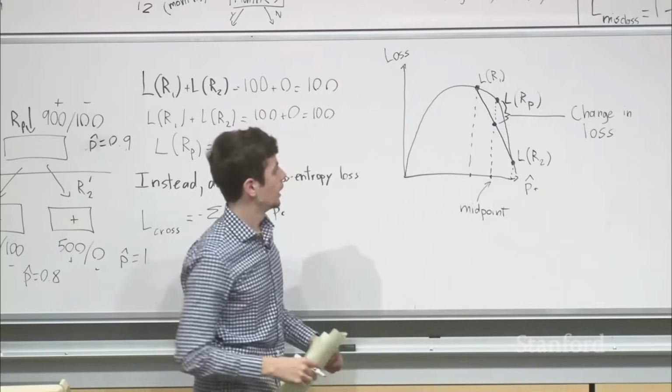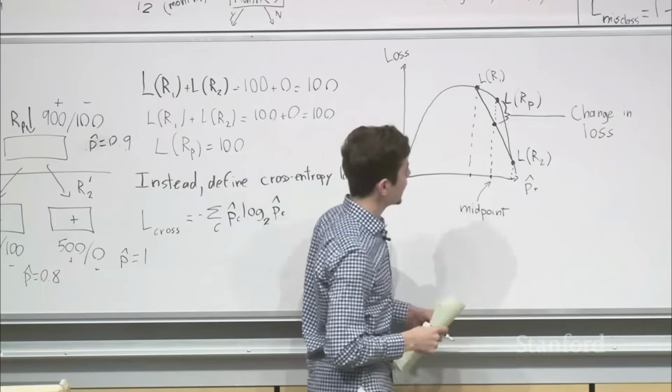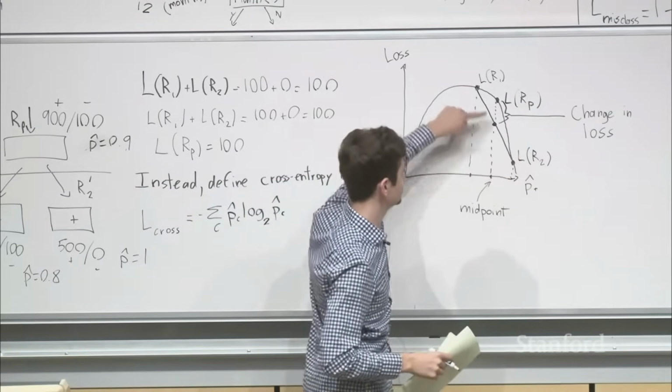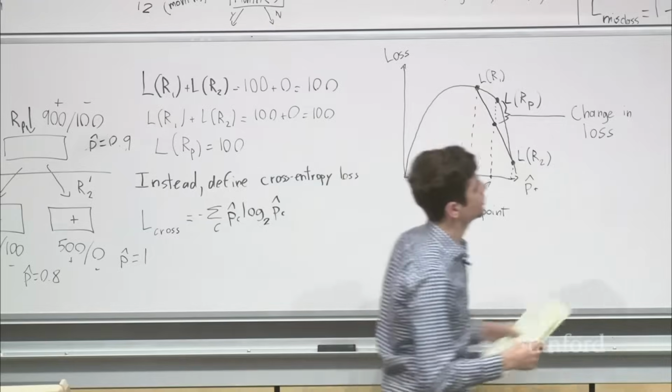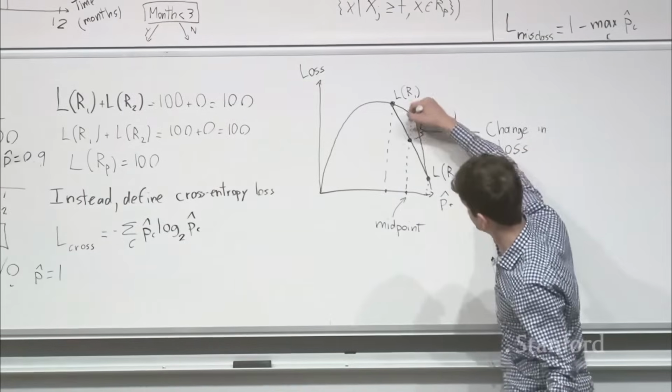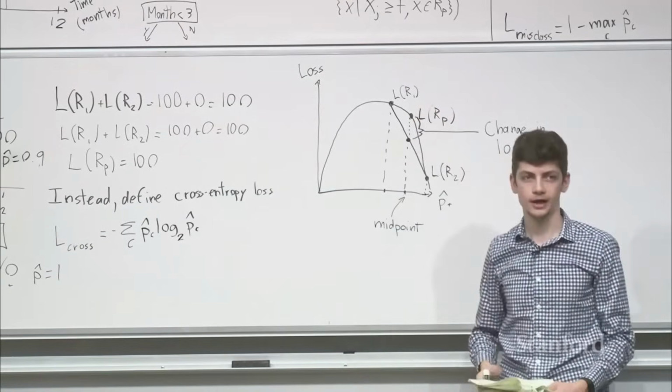But then when you're actually averaging the two losses after you've done the split, you're just taking the average loss. You're just summing L R1 plus L R2, and if you're taking the average, then you're dividing by 2. And what you can do is just draw the line and take the midpoint of this line instead.